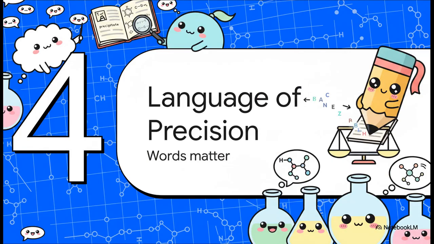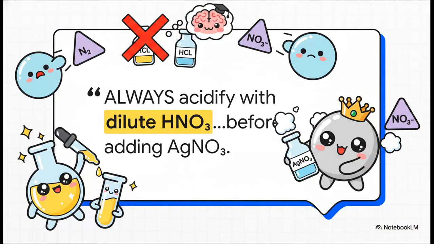Next up, qualitative analysis. In this section, being vague is your worst enemy. The exact words you choose are just as important as getting the right test tube to change color. Let me be crystal clear about this one. This isn't a friendly suggestion, it's an unbreakable rule. You must acidify with dilute nitric acid before you test for halides.